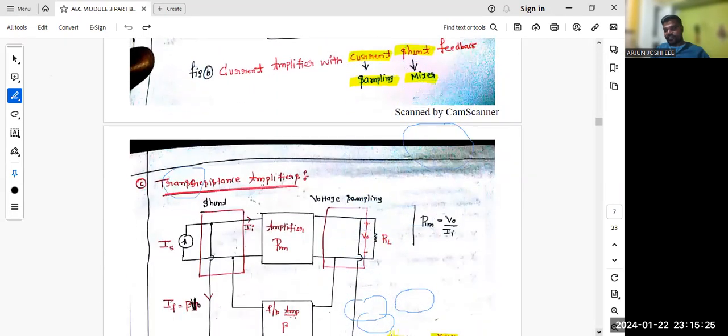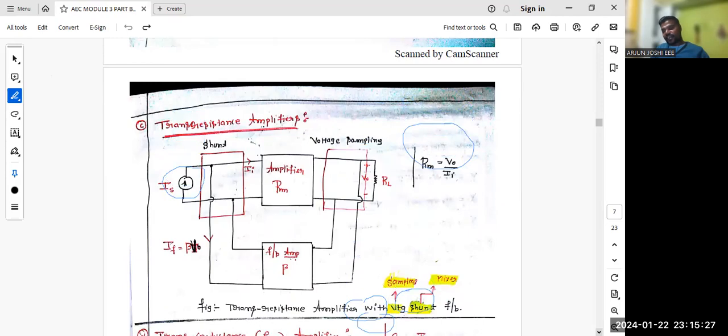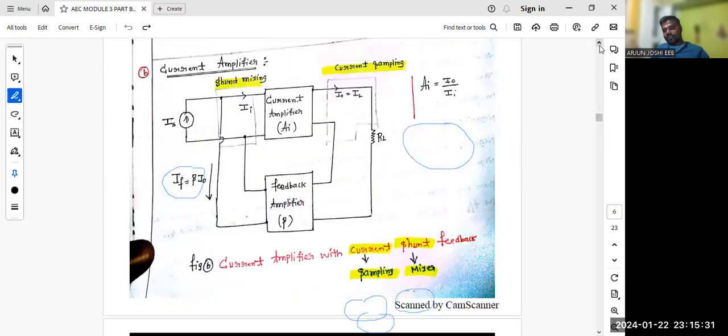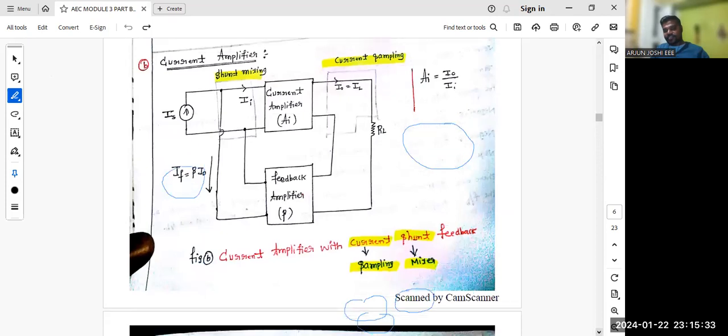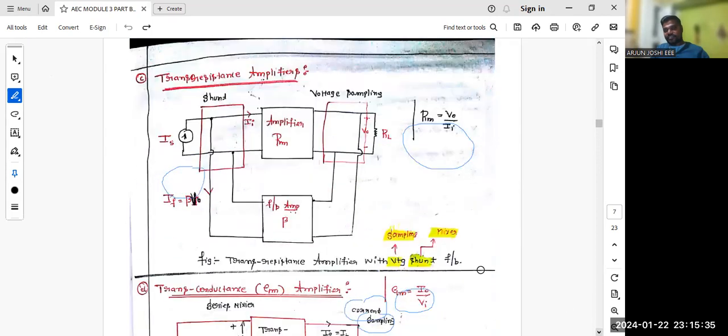Voltage I to current amplifier I2. Next, transconductance amplifier. For voltage amplifier, voltage series; current amplifier, current shunt. Here, transconductance, that is nothing but voltage shunt. We need to understand how to draw this feedback circuit diagram.